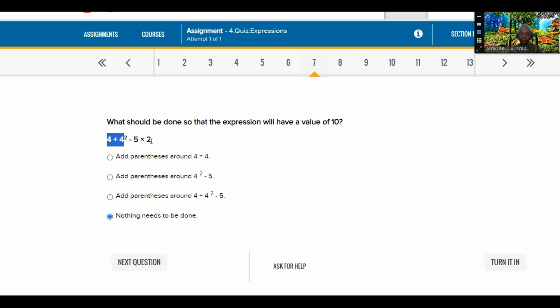Okay, then it doesn't still give us 10. Okay, what if we only put a bracket here, 4 and 4 square? This is 16 plus 4, that is 20. Yeah, 20 minus 10 is 10. But I don't think that option is there.